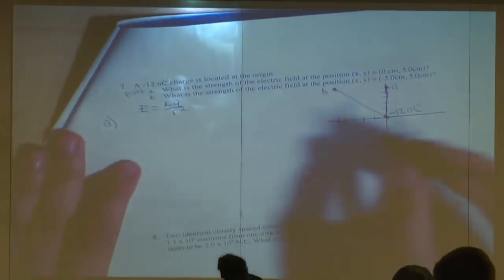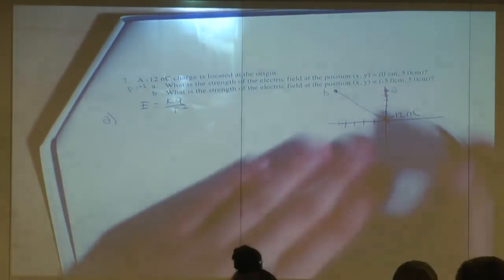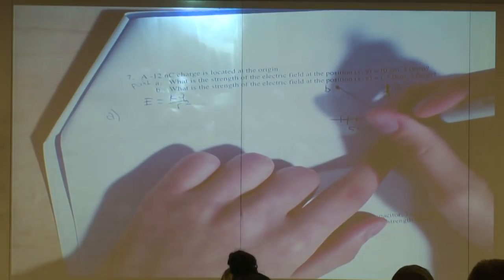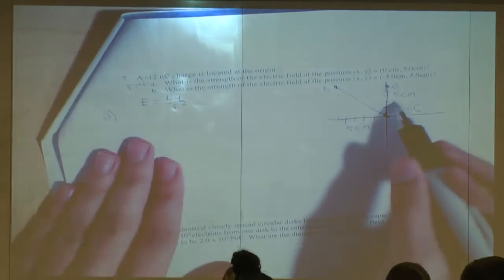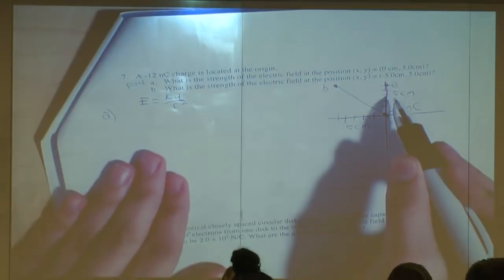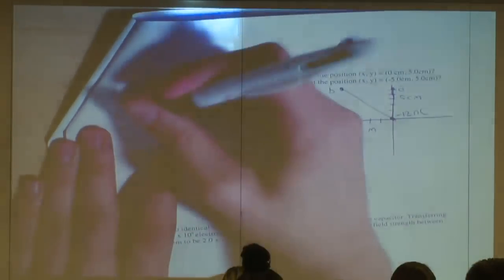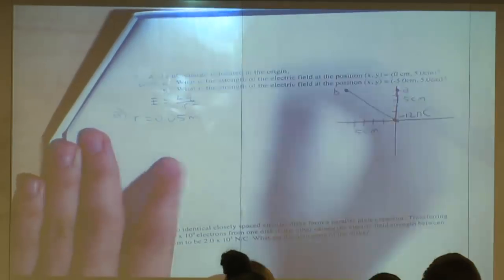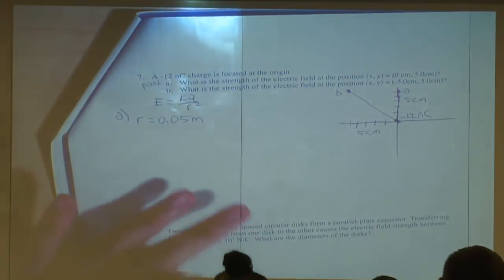Okay, so for this first one, we already said it's up 5 centimeters here. We said basically this is 5 centimeters also. Well, that's not important for part A. So if it's 5 centimeters, then that's going to be our radius. So for this one, the R would be 0.05 meters, because we always have to convert our centimeters to meters.